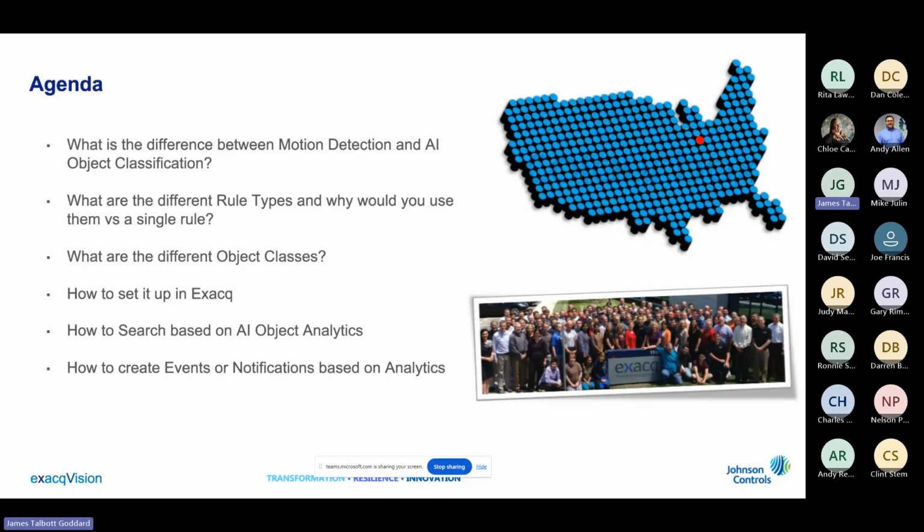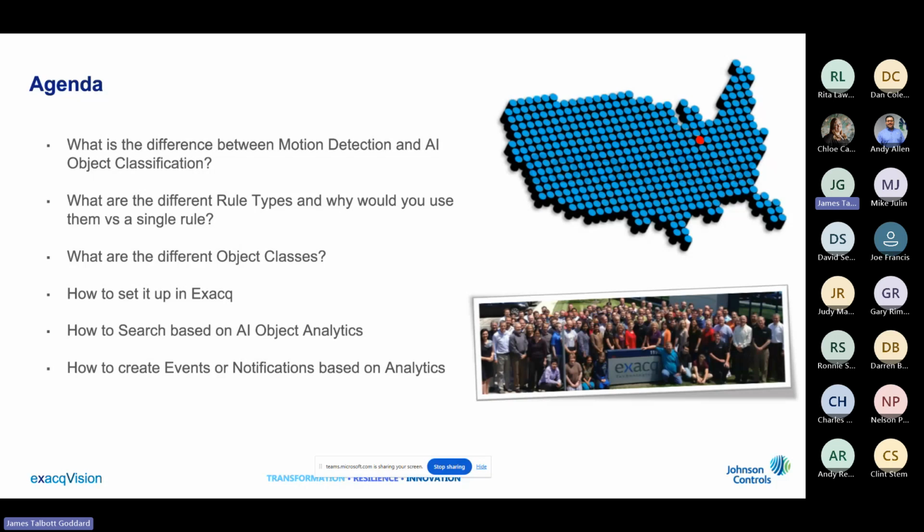So the agenda for today, we are going to first just talk about the differences between motion detection and AI object classification. Most of you are probably used to recording on motion. It's been that way for several years now, well over a decade. But now with newer cameras, you can do AI object classification and detection and set up events and recording based on those. And it makes it a little bit easier to pinpoint critical events.